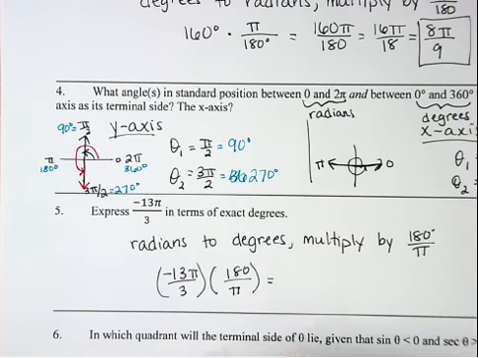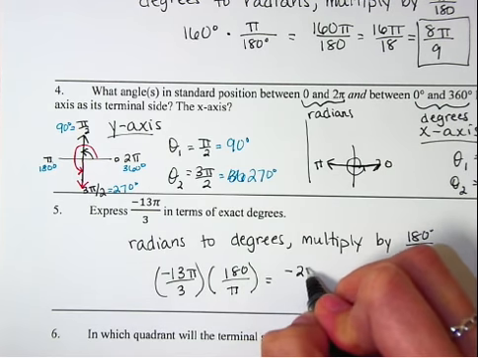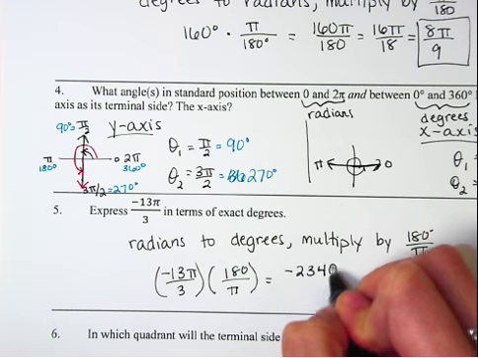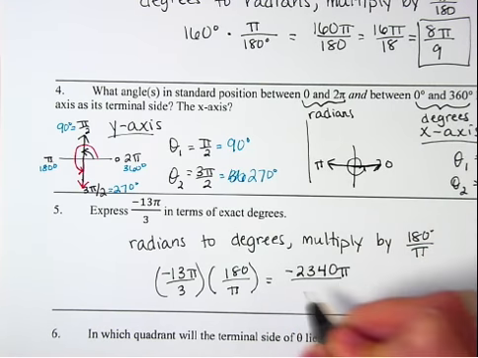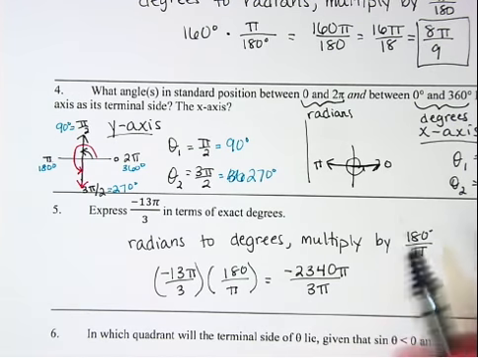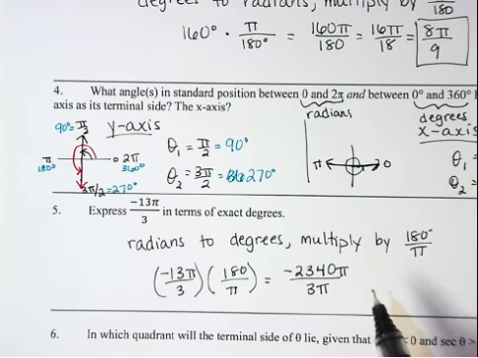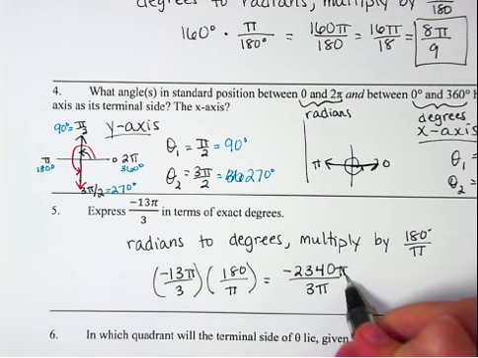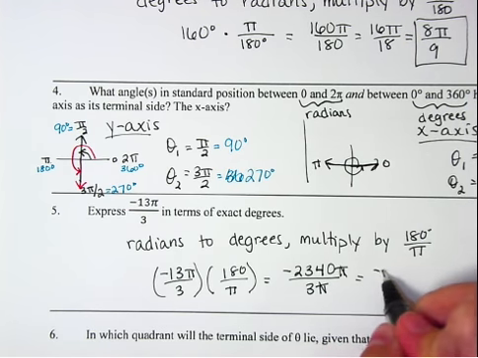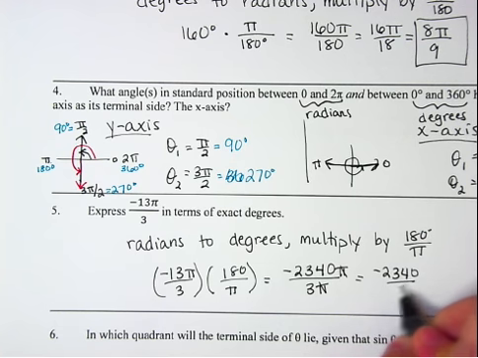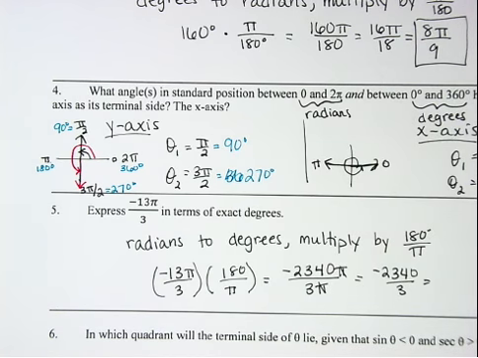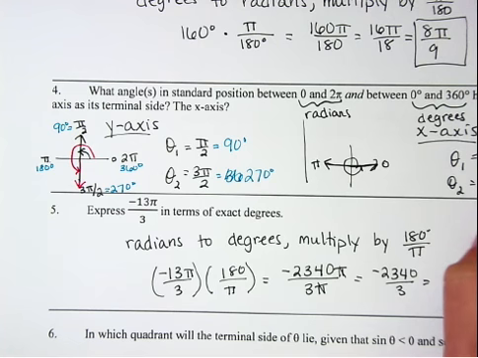multiply straight across, that would give you negative 13 times 180 is negative 2,340 pi, don't forget that, all over 3 pi. And you can probably just put all this into your calculator directly as it is, because the pi's will cancel out nicely. And we'll be left with negative 2,340 divided by 3. And if you simplify that, that's just negative 780 degrees.